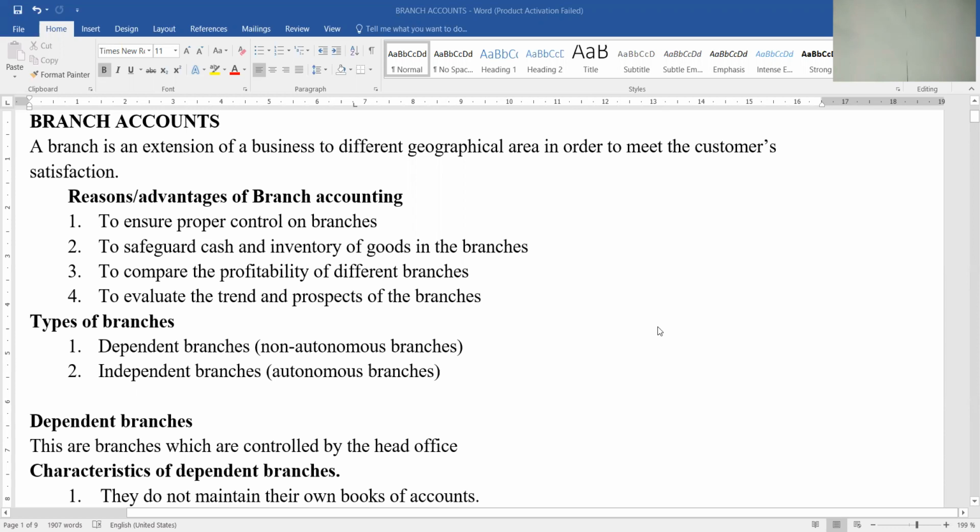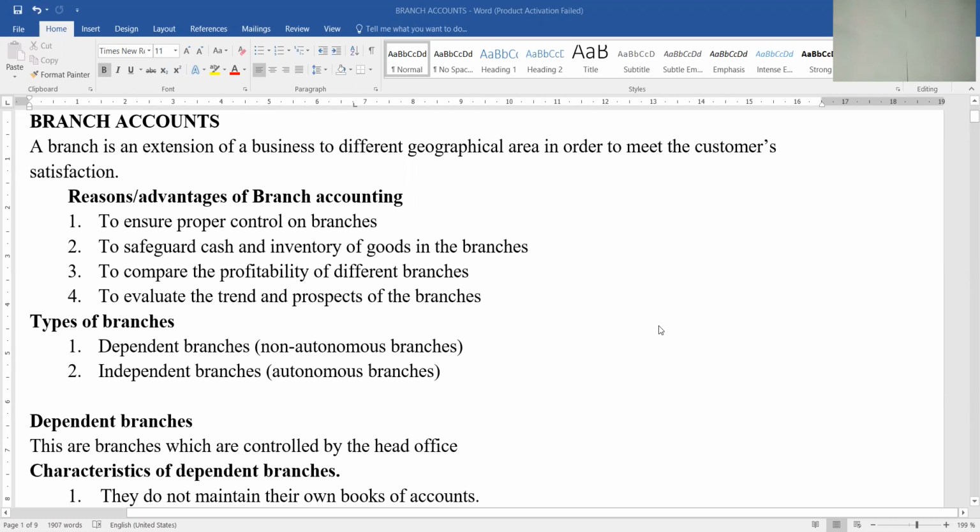We say that a branch is an extension of a business to a different geographical area in order to meet customer satisfaction. Like I've said, if the head office was in Nairobi, they can open another branch in Mombasa. They have just extended their area of operation, so they can at the same time serve the customers in Mombasa. Or they can even move outside Kenya. If the head office was in Nairobi, Kenya, they can move to the United States of America. So they have extended their geographical area.